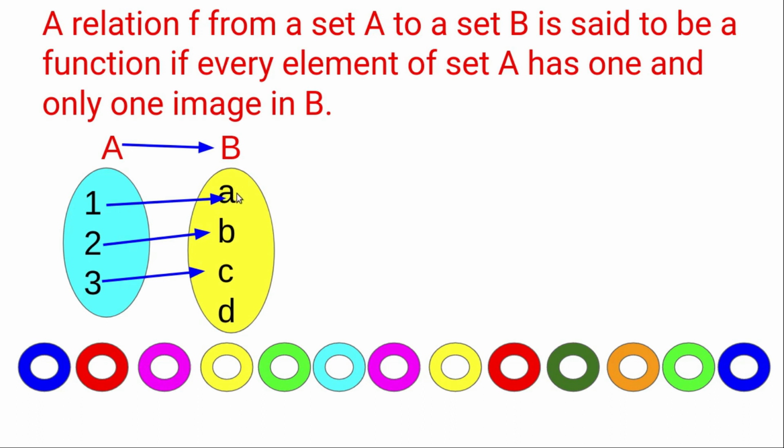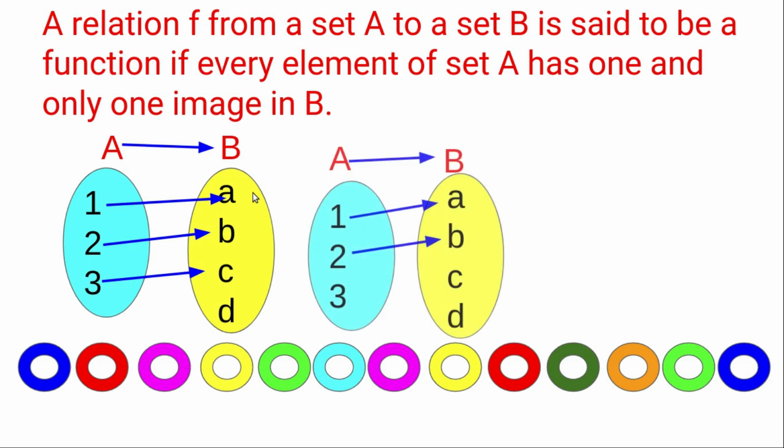This a is called the image of 1 and 1 is called the pre-image of a. Now consider another relation from A to B: 1 to a, 2 to b, and there is no arrow from 3. This 3 has no image. So this is not a function.